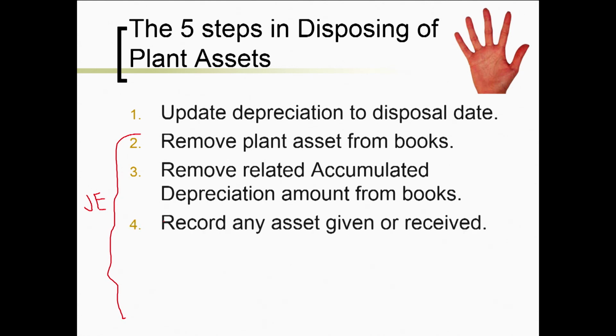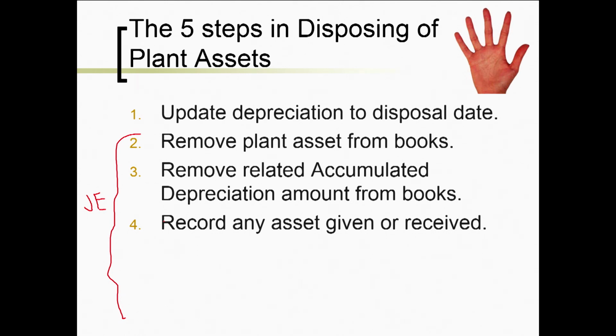Then we're going to record any asset given or received. For example, cash. If you had to pay out cash or if you received cash, you have to record that by either debiting or crediting cash, okay? And if there's no cash given or received, then you don't have to do this.